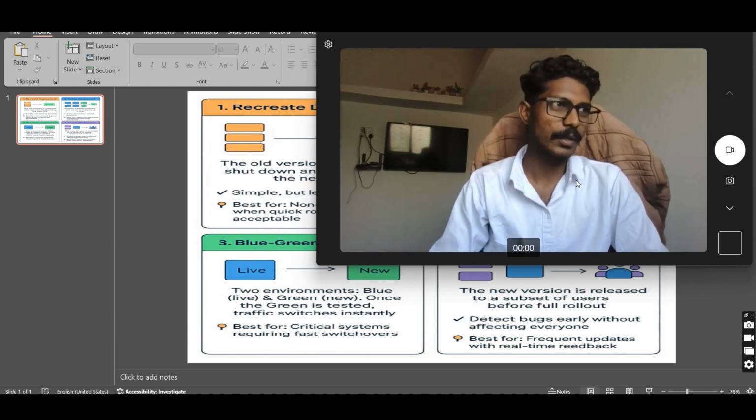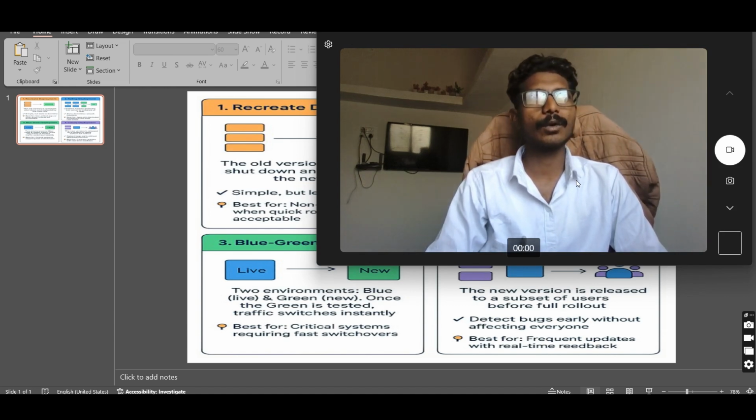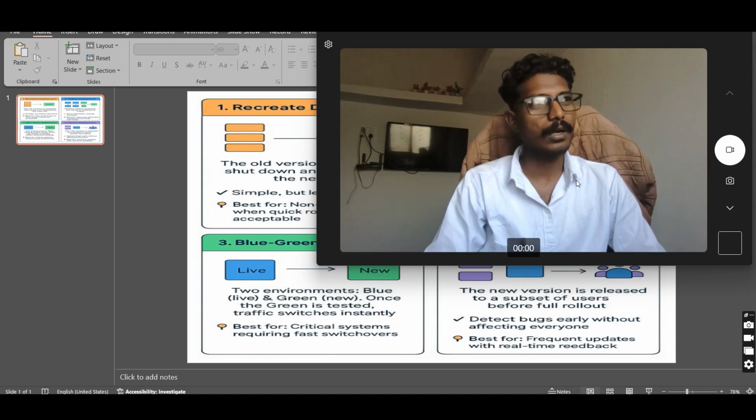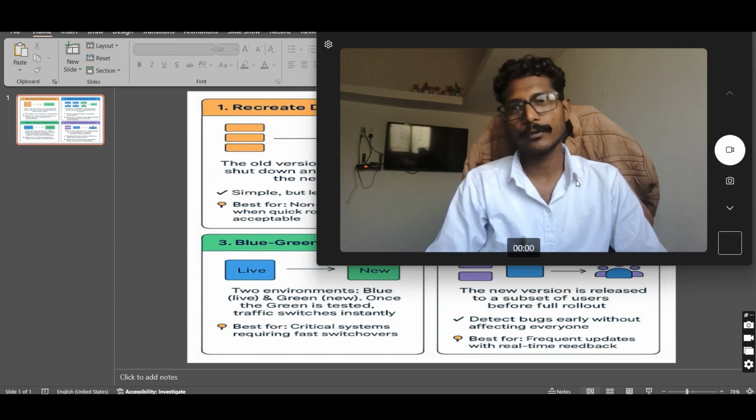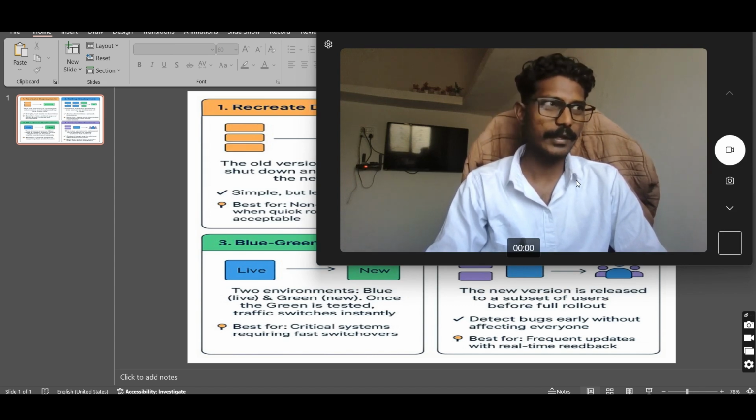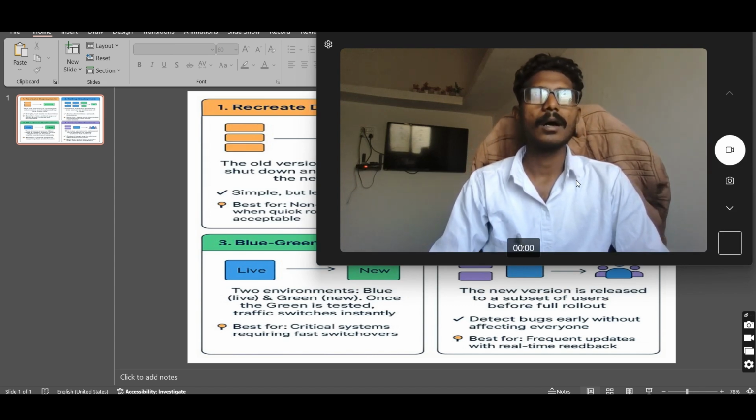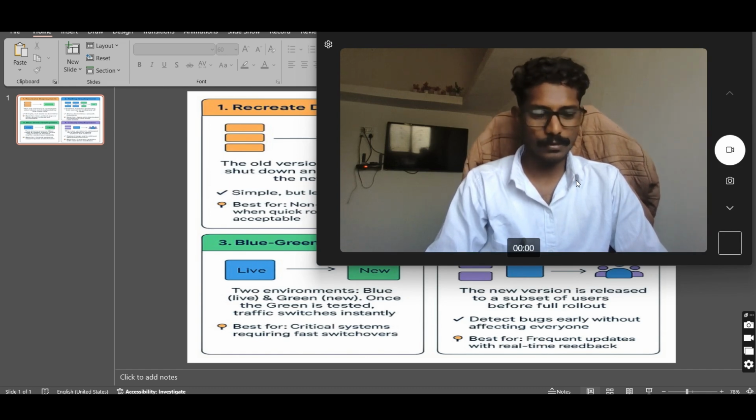This is also costly, because you have to keep running both environments. If you are able to handle the cost, then you can go with that.